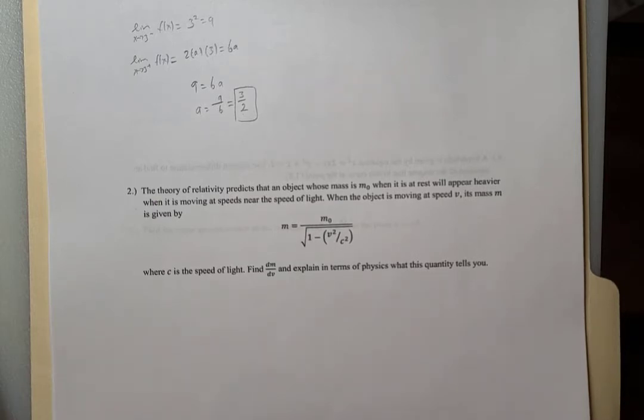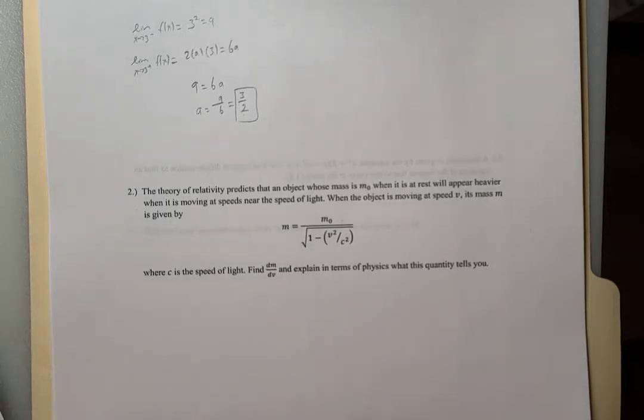The theory of relativity predicts that an object whose mass is m0 when it is at rest will appear heavier when it is moving at speeds near the speed of light. When the object is moving at speed v, its mass m is given by m equals m0 over the square root of 1 minus v squared over c squared, where c is the speed of light. Find dm/dv and explain in terms of physics what this quantity tells you.